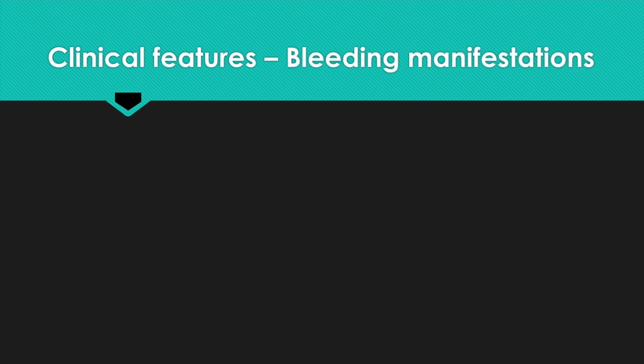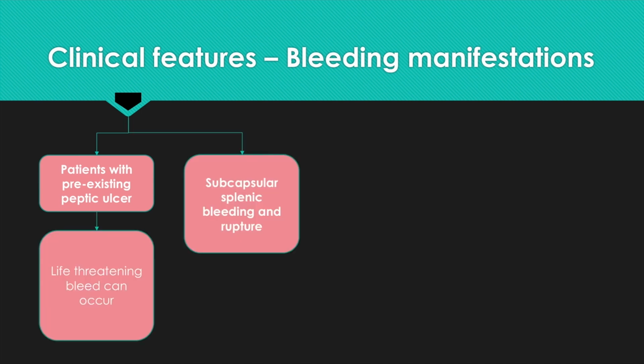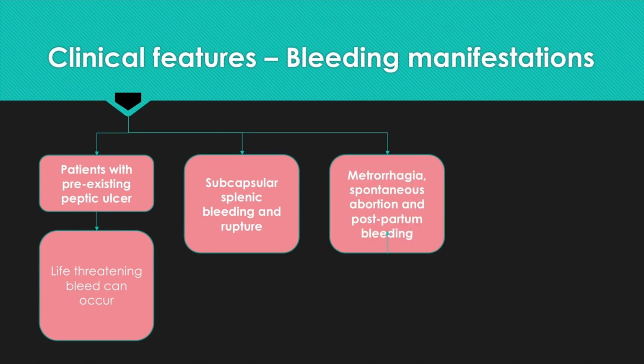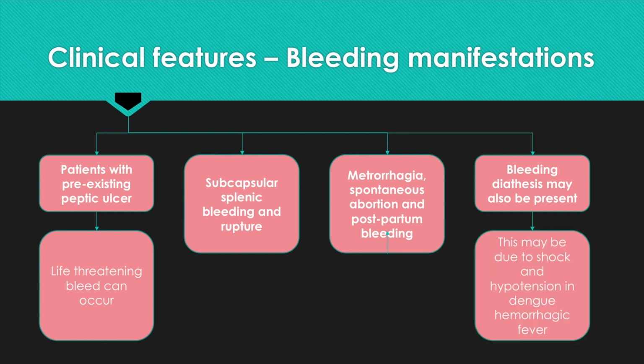The bleeding manifestations in dengue include: patients with pre-existing peptic ulcer could have a life-threatening bleed. There could be subcapsular splenic bleed or rupture. Splenic rupture is also a feature of infectious mononucleosis. There could be gynecological symptoms such as metrorrhagia, spontaneous abortion, and postpartum bleeding, and there could be bleeding diathesis, which is unrelated to the dengue infection and may be related to the shock and hypotension of dengue hemorrhagic fever.